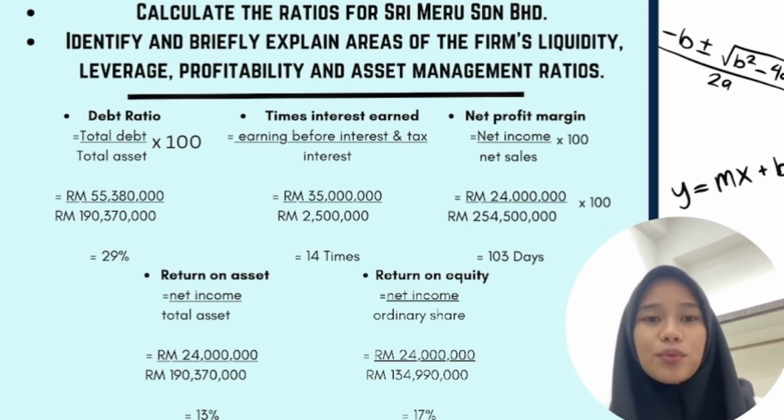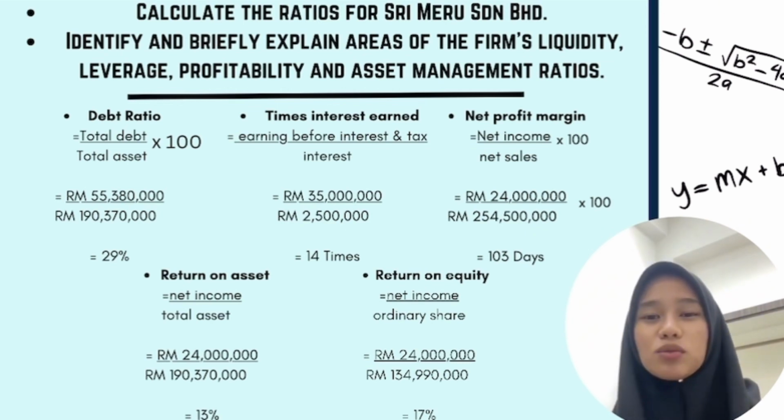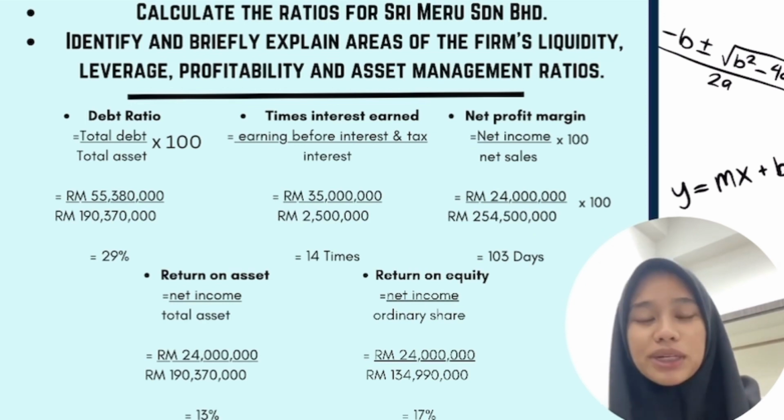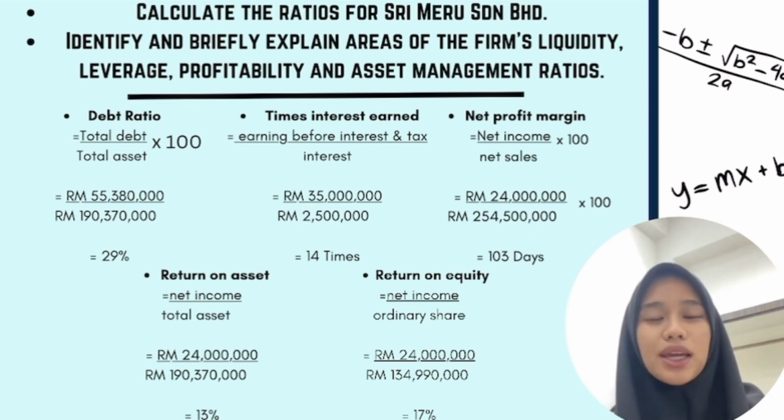Next is net profit margin. The formula for net profit margin is net income divided by sales times 100. Net profit margin for Sri Meru Sdn Bhd company is not better than net profit margin of the industry. It is because net profit margin for the company is lower, which is 9.4 times, while net profit margin for industry is higher, which is 10%.